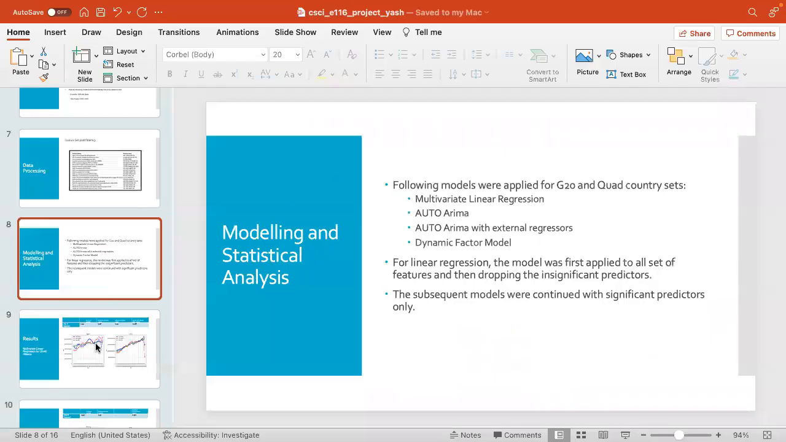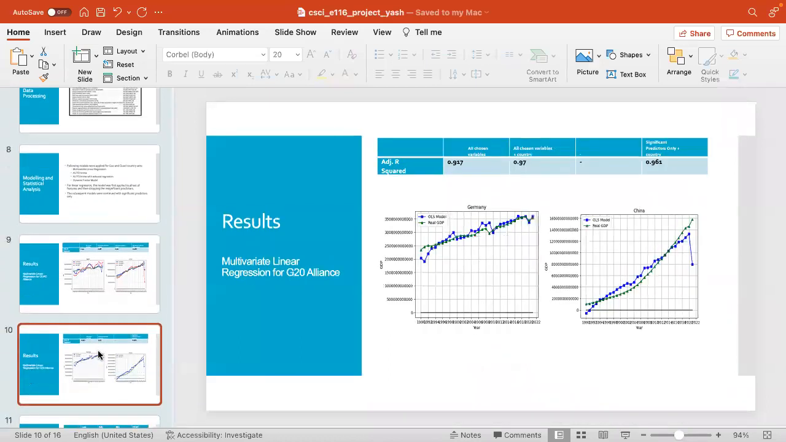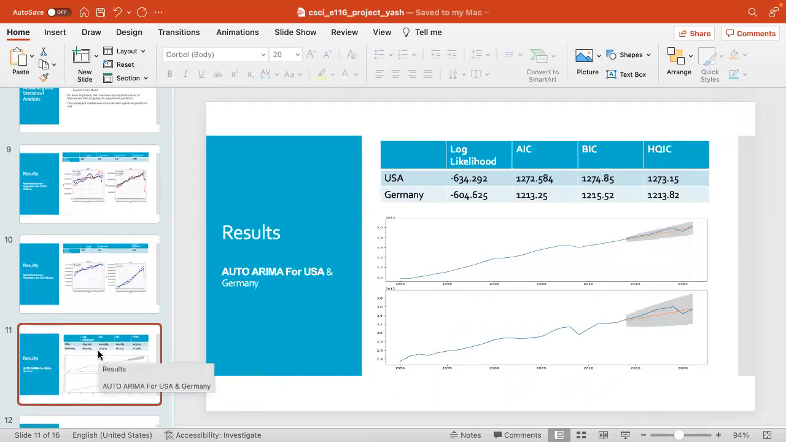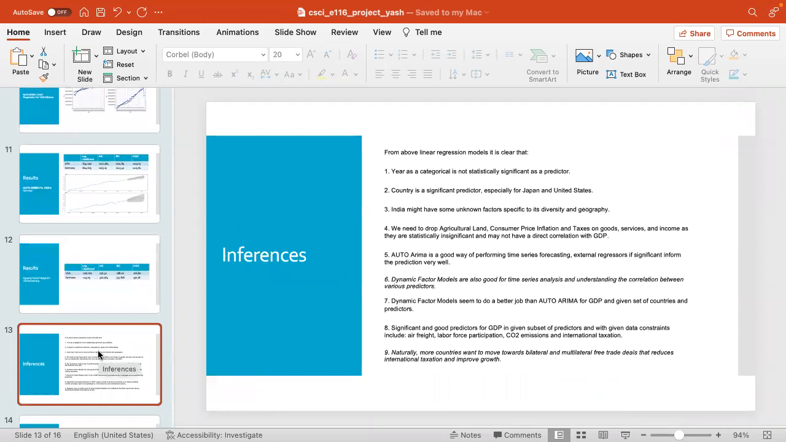Coming back to the presentation, I have just shown you the results for the multivariate linear regression model. I've summarized the adjusted R squares for both G20 and Quad, the AutoArima results for USA and Germany, and then the dynamic factor models for USA and Germany.